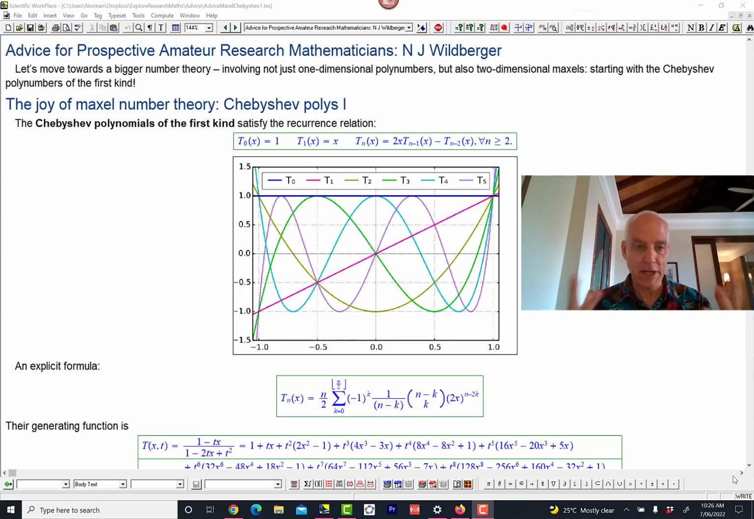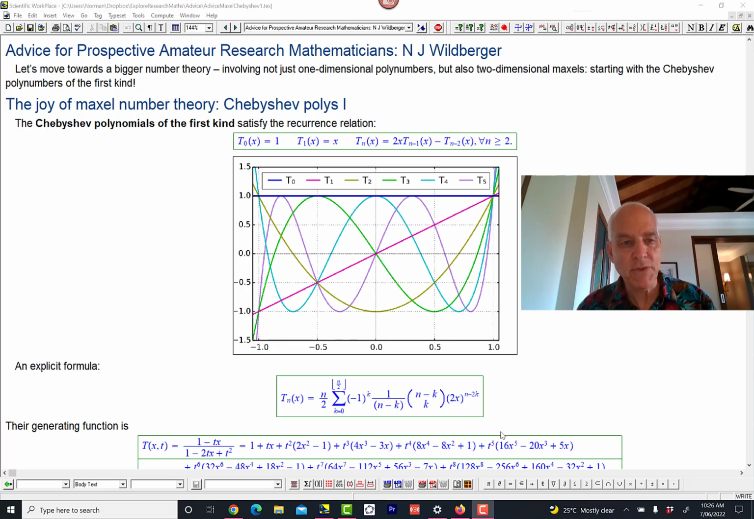We're learning about extending number theory to the Maxel situation. So I'm proposing that this is a huge and beautiful new arena for amateur mathematicians to get involved with, connecting with concrete, beautiful, and I think important new mathematics. And I want to illustrate the general idea by looking at a very specific and important example, the Chebyshev polynomials of the first kind. I'm going to show you how to move from looking at these things from a one-dimensional point of view to a two-dimensional point of view, where we bring in matrix theory, linear algebra, and some surprises are in store for us.